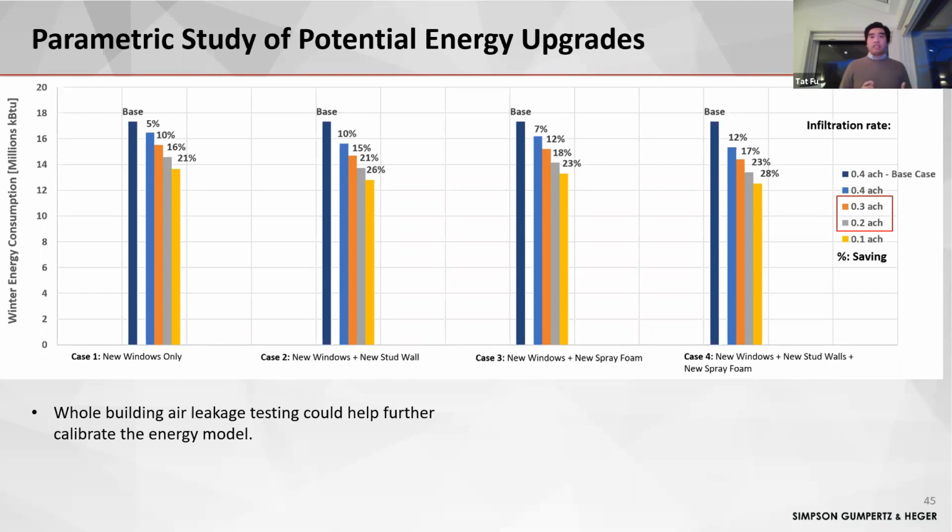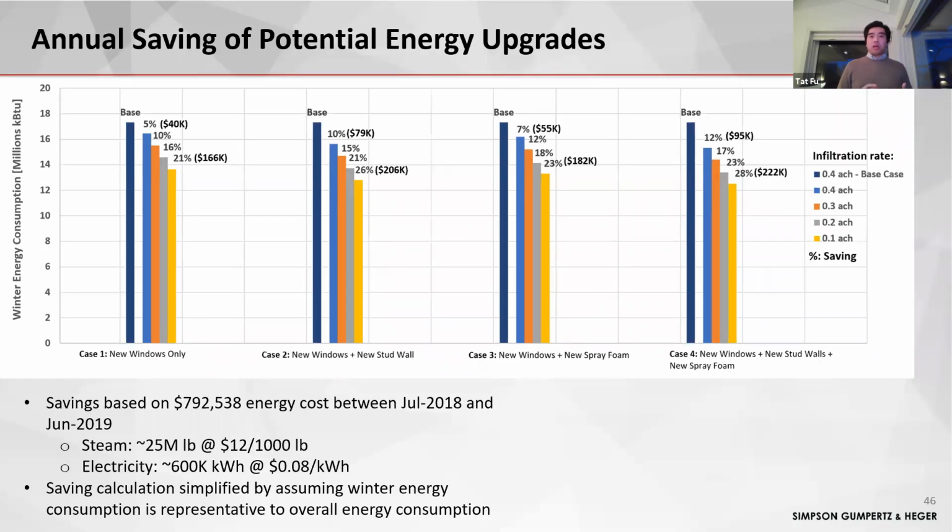0.1 ACH maybe could be a little optimistic, but if we're putting in this many types of renovation options, we're confident that we should land somewhere between 0.3 and 0.2. And if we look at case 4, that is still 17 to 23%. And if you remember, for this campus, they have a target of 20% energy consumption reduction. They were happy to see that, but they also wanted to ask about it in terms of dollar value.